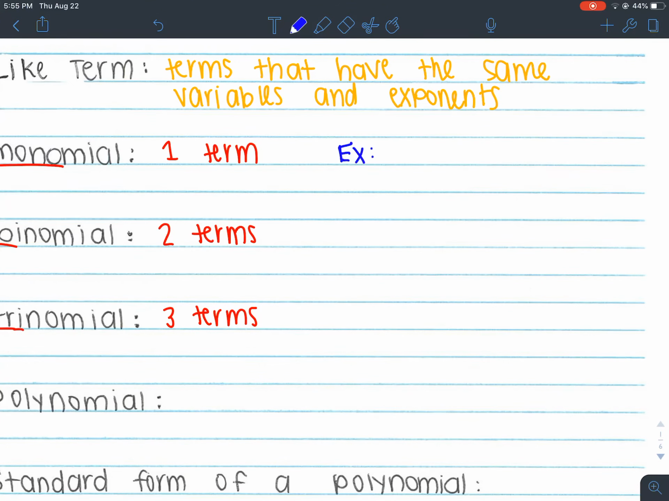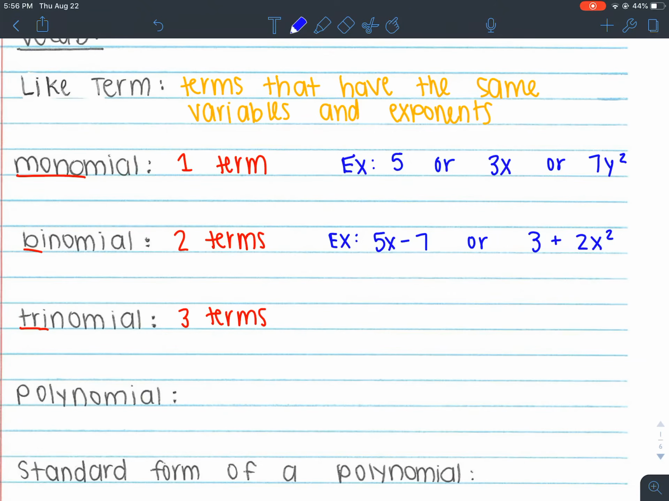So an example of a monomial would be like 5, or 3x, or 7y squared. So these are all one term because they're just one grouping. Our next example is going to be for a binomial. So something like that would be like 5x minus 7, or 3 plus 2x squared. These are binomials because they're two terms. Okay, so they're two different terms. And remember, terms are separated with minus and plus signs.